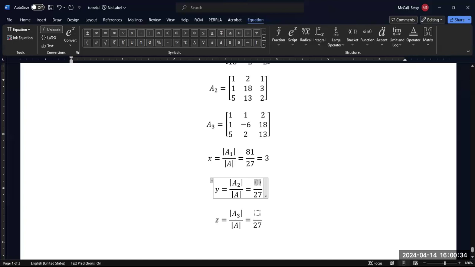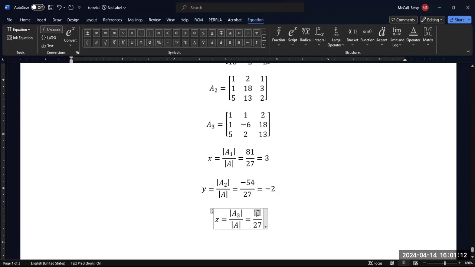For my second matrix, I'm going to, again, go into my calculator. I have to put the first column back and then replace the second column. And when I have completed that, I'm going to calculate the determinant, and I get minus 54. And if I divide minus 54 by 27, I get minus 2, which is, again, consistent with the answer we had for the system in a previous video.